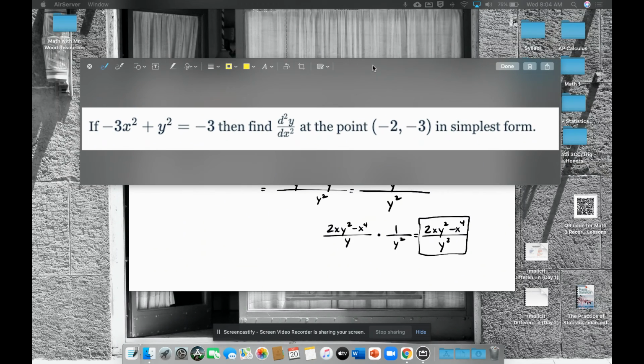Okay, there's the problem right there. So this one's got a point. So what am I going to do with that point? Plug it in at the end, at the very, very end. You're not worried about that point until you've found your second derivative, okay?